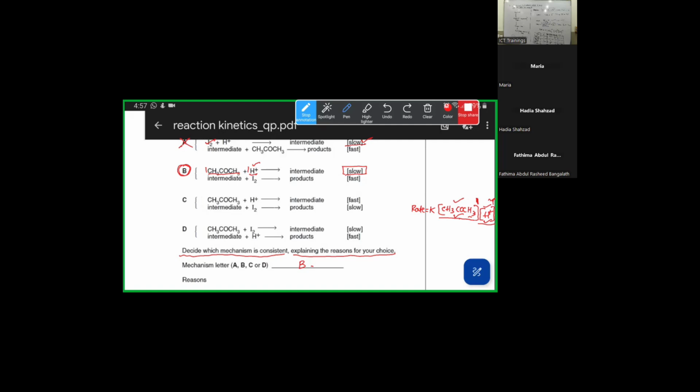If you look at C, why is it not C? The slow step contains the intermediate. So the intermediate contains these things, one mole, but I2 also contains one mole. So it means I2 is not present in that rate equation, so that is why it is wrong. In the next one, the slow step contains these two things. One mole of this one is okay, but one mole of I2 and one mole of H positive, so this is wrong. So D is also wrong. Did you get it?